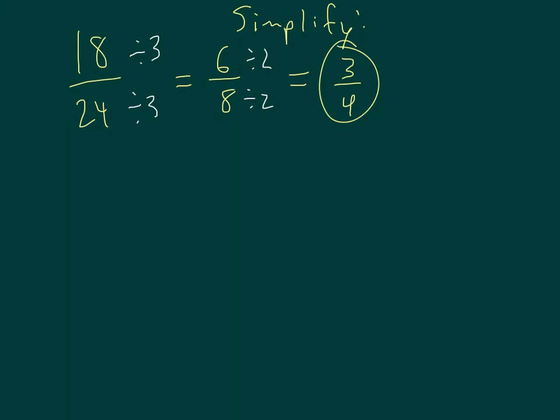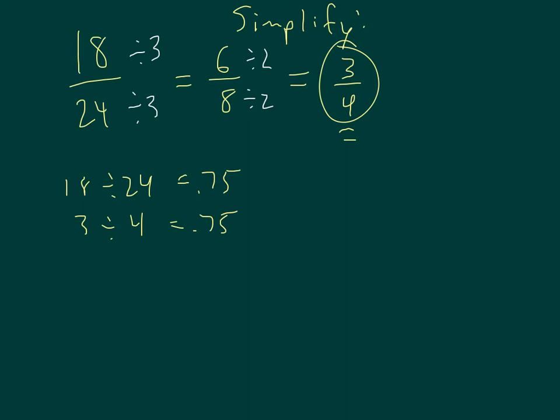Again, we can check that 18 divided by 24 is indeed 0.75, and 3 divided by 4 is also indeed 0.75. And just for the record, 6 divided by 8 is 0.75. So all of these are equivalent fractions. 3/4 is the simplest version.